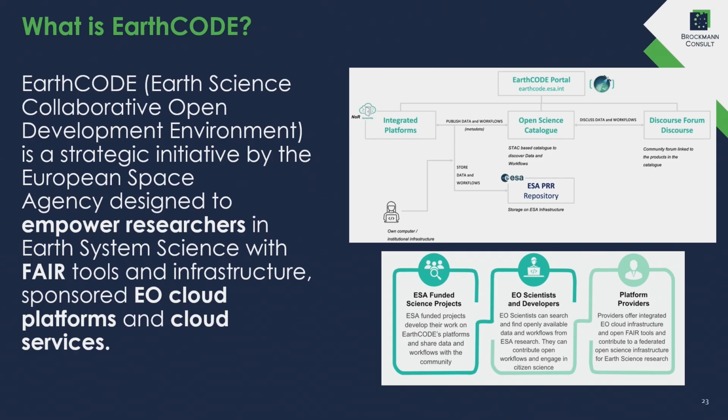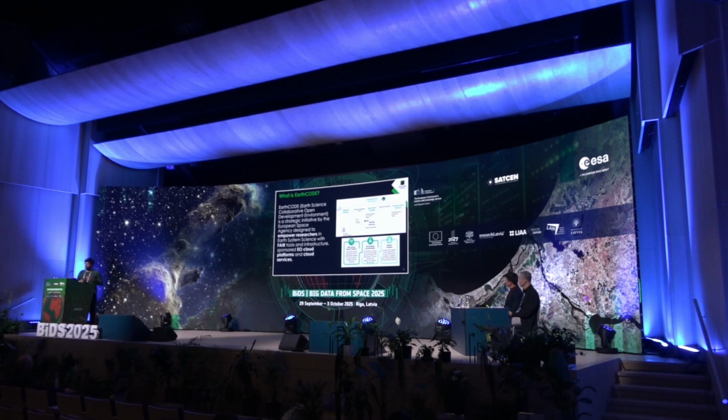and talk to them to discuss your problems. And finally, there's also going to be support for ESA PRR, which stands for Project Results Repository, which contains the most important project results which have come through the Earth Code platform. And it's mainly, who is it for, which is shown at the bottom right. It's for ESA-funded science projects, for ESA scientists and developers, and also for platform providers like DPSTL.